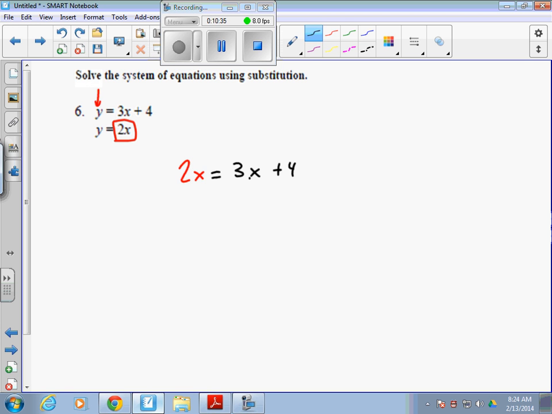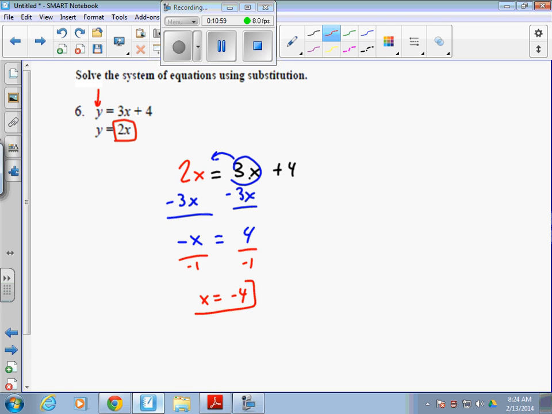Normally you would move your smaller x, 2x, over to your larger x, 3x. In this case, however, you have plus 4 on the right side. So let's move this one the other way. It's positive 3x, so you undo that by subtracting 3x. If you do it here, it leaves you with negative 1x equals positive 4. Undo that by dividing by negative 1 on both sides. X equals negative 4. There's your first value.